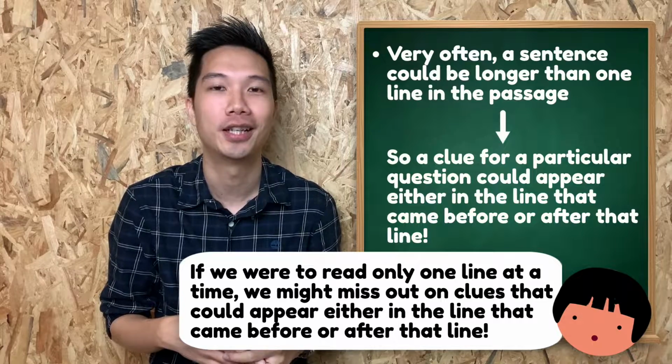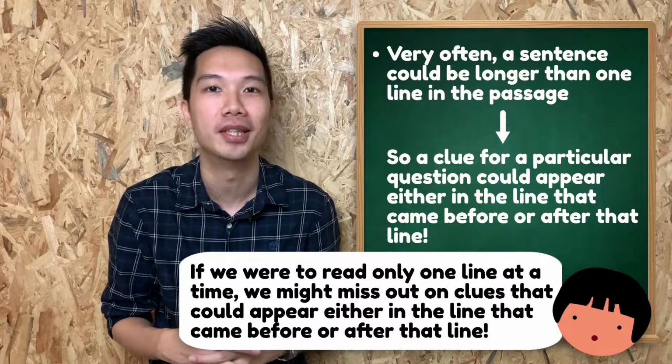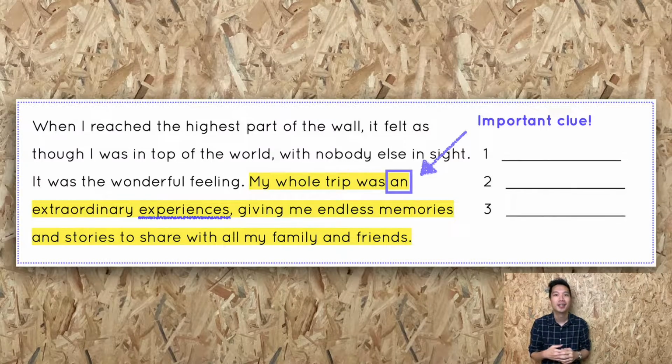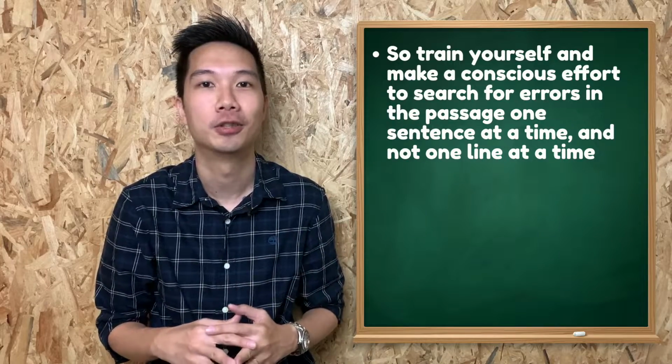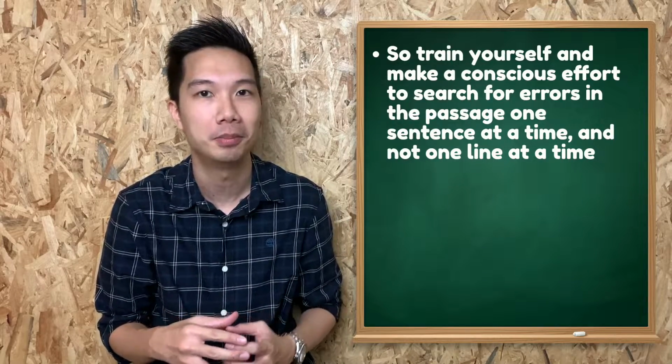Let me use the extract that you have previously seen to show you what I mean. For error 3, the word "and" is a clue that you need a singular noun, experience. You would have missed this clue if you read the passage line by line, instead of reading the entire sentence from "my whole trip" to "family and friends." So train yourself and make a conscious effort to search for errors one sentence at a time and not one line at a time.